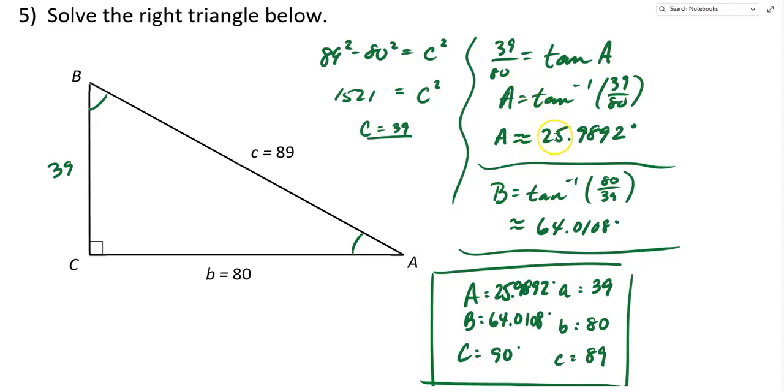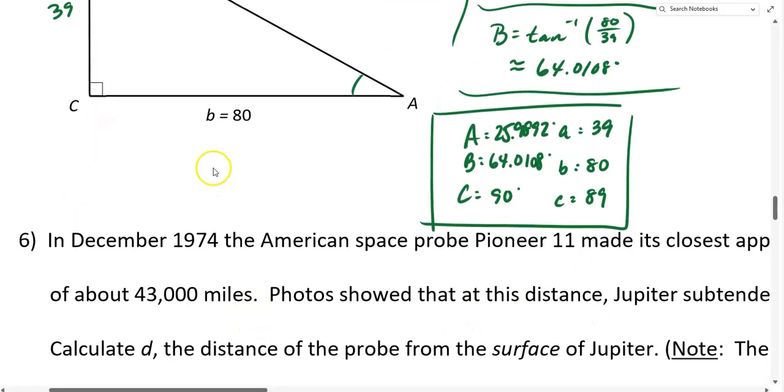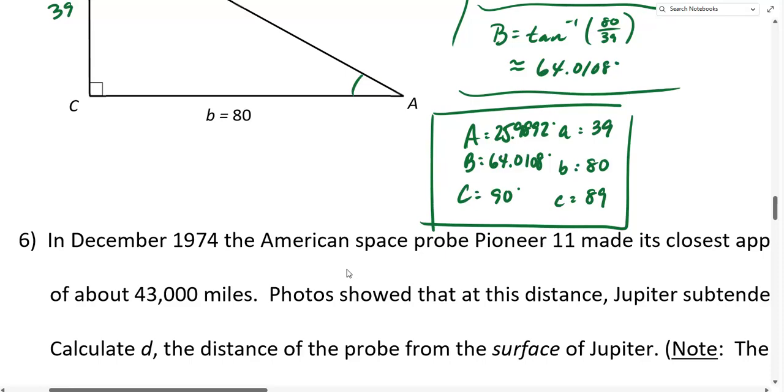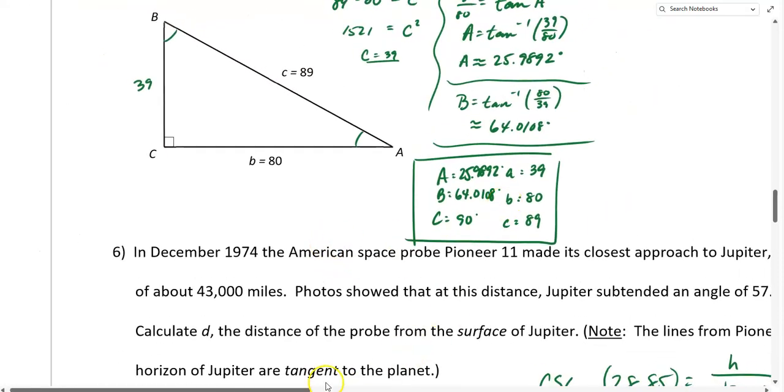Now that I have angle A along with angle C, I could subtract those from 180 to find angle B, or since my calculator was already set up for it, I can use tangent inverse of 80 over 39 to find angle B, because with angle B, the opposite side length is 80, with the adjacent side length being 39. Now we have all 6 components, the 3 side lengths and angle measures. That triangle is solved.